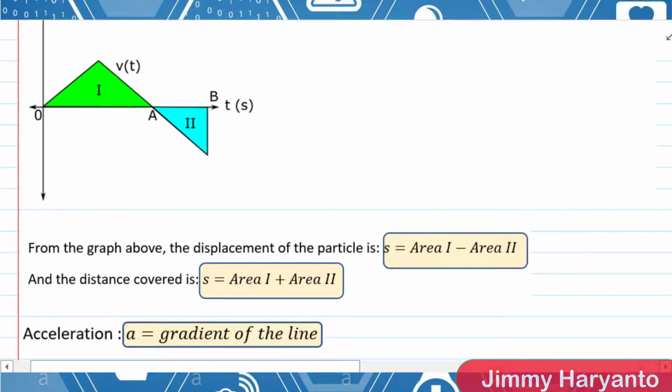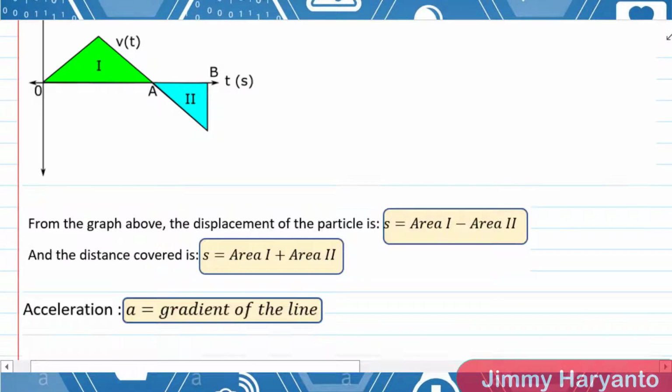Okay, and please take note that when the velocity graph is a straight line, you can find the acceleration using the gradient of the line. For example, the first one, you already know that this one is accelerating, right? If you want to find the acceleration, you can use the gradient of the line. The formula of the gradient is y2 minus y1 over x2 minus x1. You already know that, yeah?